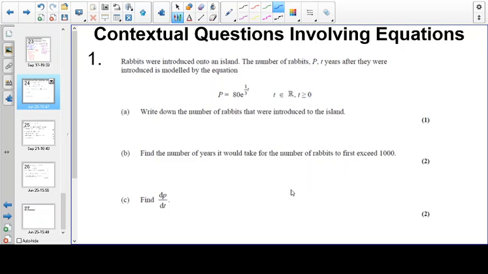Hi, this is the last video for Exponentials and Logs Part 2. In this video we're going to look at more complex contextual questions about exponential growth and decay. These questions might involve rates, and they might also involve solving equations now. So it's putting everything together from the last four videos to solve more complex questions. So here's the first one.